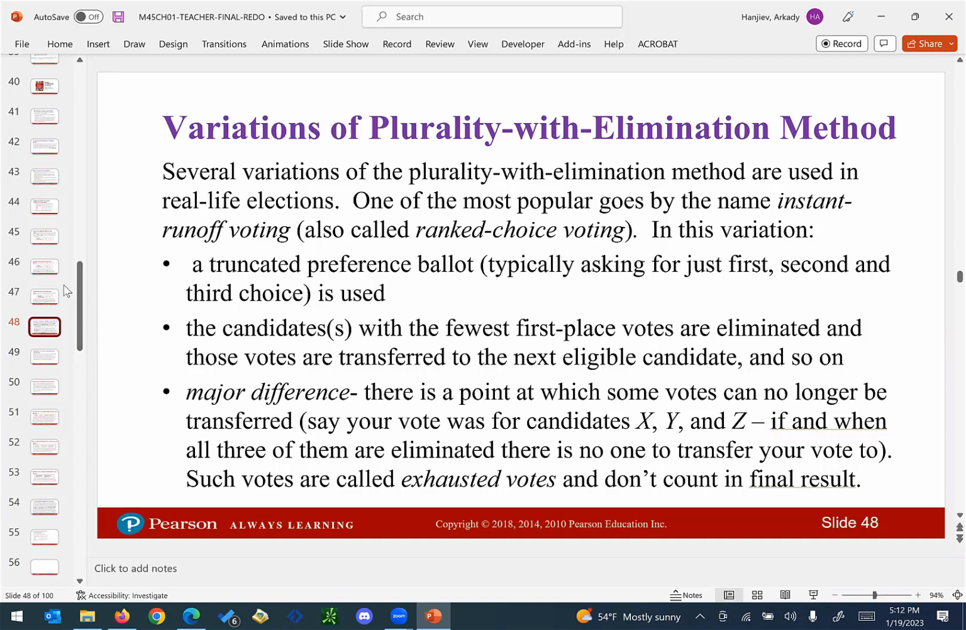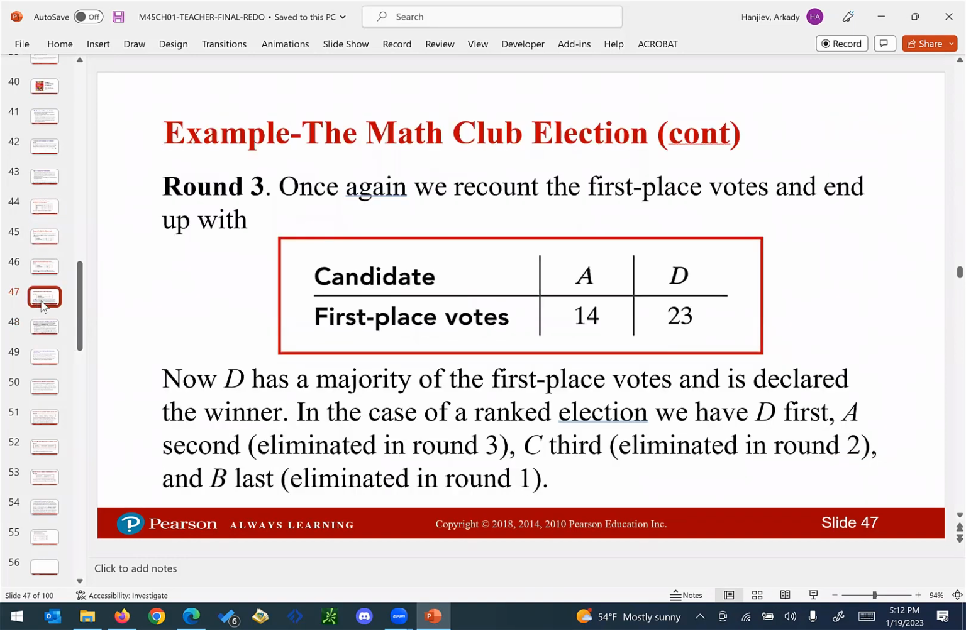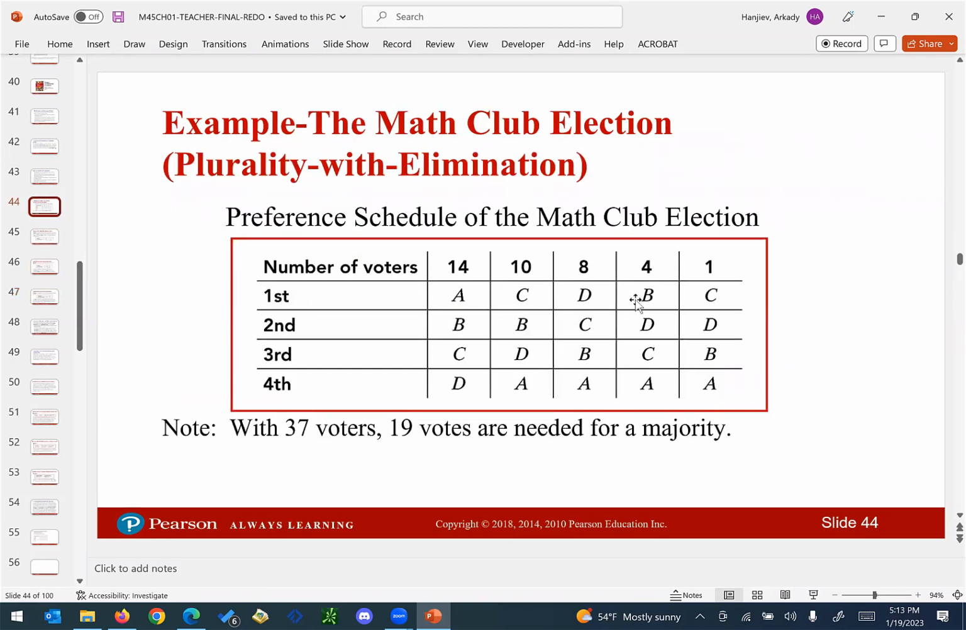All right, so let's go back real quick, just to see what's happening here. D was declared the winner with 23 points, right? But if you look back on the original vote, the original vote was D had 8. So again, what are you talking about? He didn't even come in second place, right?